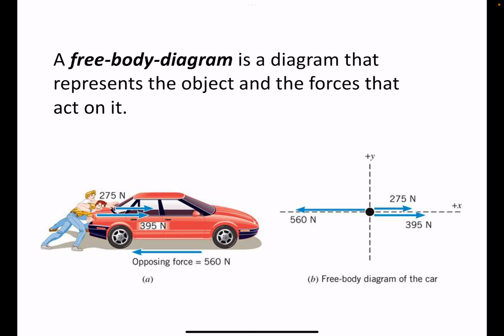In this example, we have a car, and we have two people pulling on the car, giving it two forces that are in the positive x direction, and then there is a friction force which is pointing in the negative x direction, 560 Newton. So we need to add all those forces to find the net force. And remember, when you add forces, you need to add them as vectors.